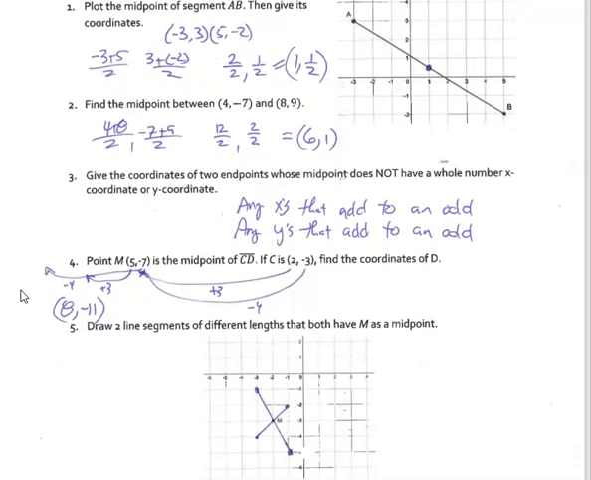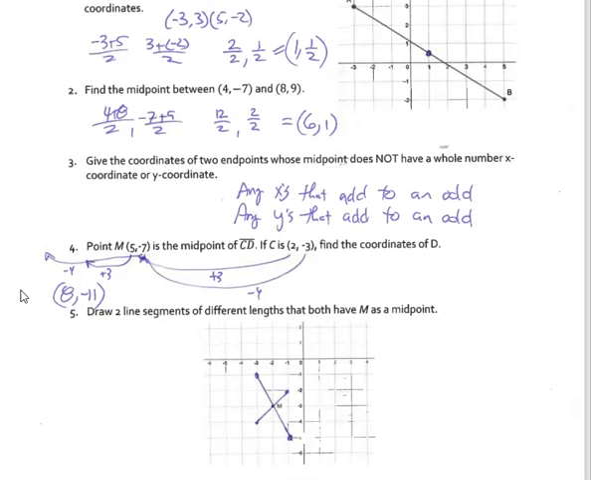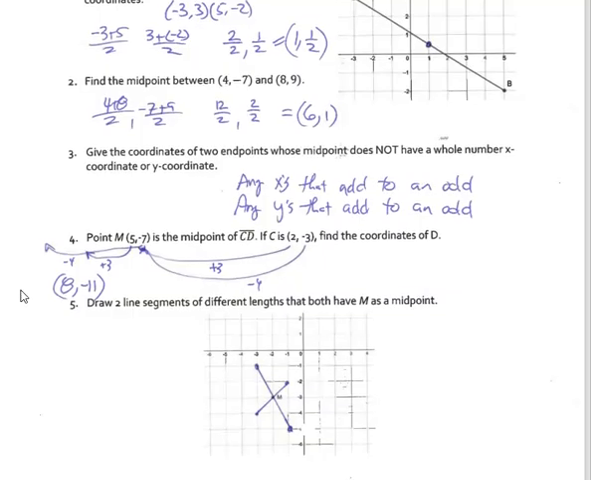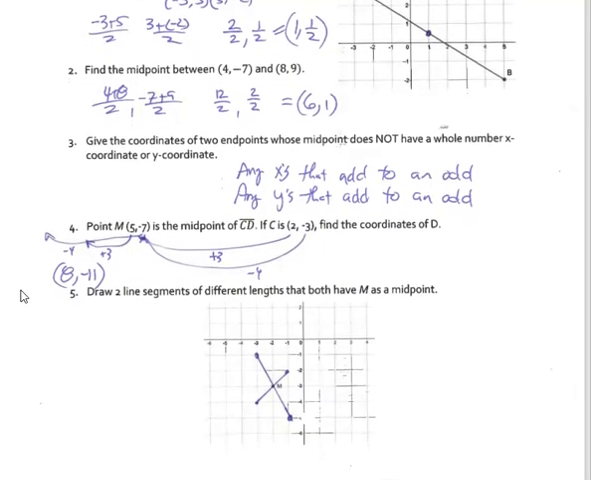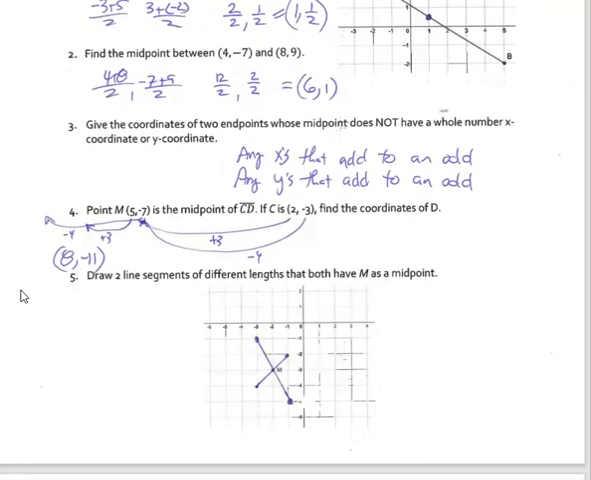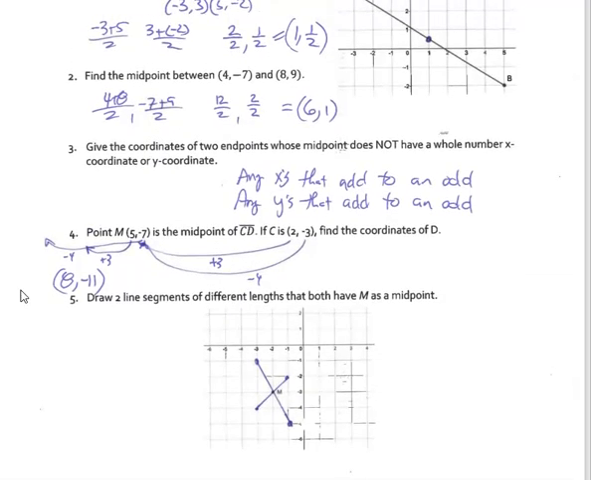The next one, I'd recommend using the formula for this. You're just averaging your x's and averaging your y's. Remember, a point is x comma y, and you end up getting 6, 1. Give the coordinates of the two endpoints whose midpoint does not have a whole number for x and y. I thought the easiest way to do this is any x's that add to be odd and any y's that add to be odd, or decimals, or fractions.